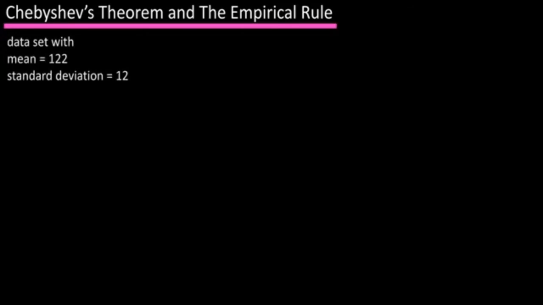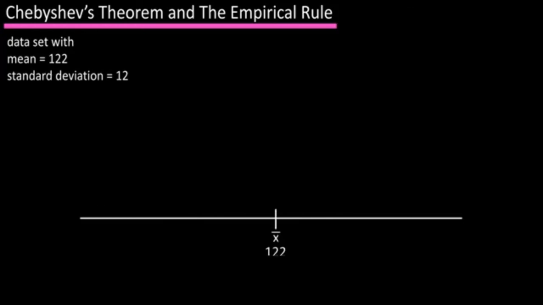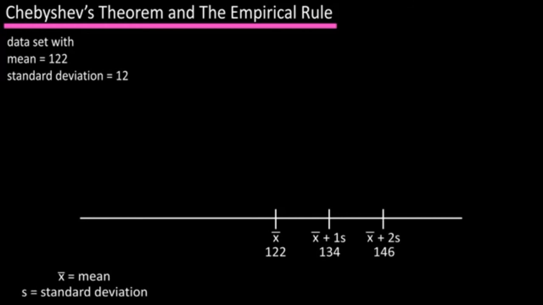So let's say we have a dataset with a mean of 122 and a standard deviation of 12. We can draw a line, and here in the middle mark x bar, the mean of 122. One standard deviation to the right is 134, which we can label x bar plus 1s, where s is standard deviation. 2 standard deviations to the right is 146, x bar plus 2s. And 3 standard deviations to the right is 158, x bar plus 3s. 1 standard deviation to the left is 110, x bar minus 1s. 2 standard deviations to the left is 98, and 3 standard deviations to the left is 86.